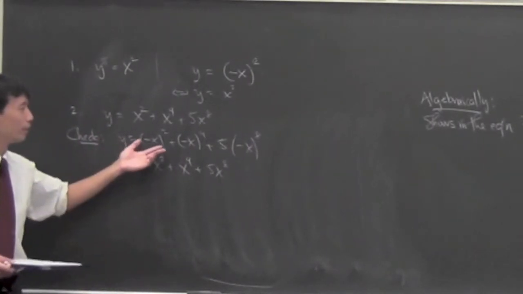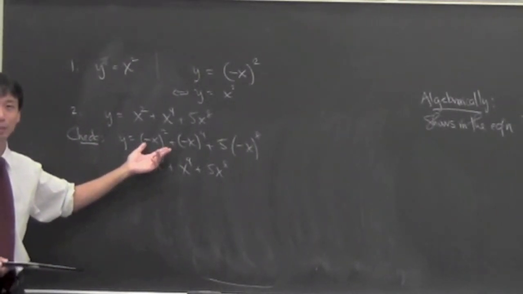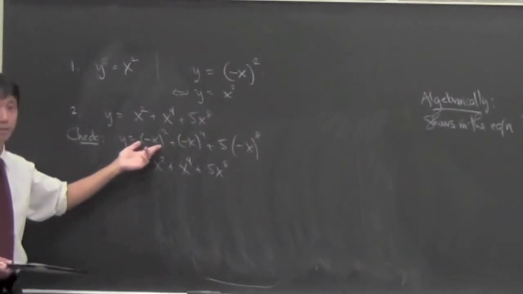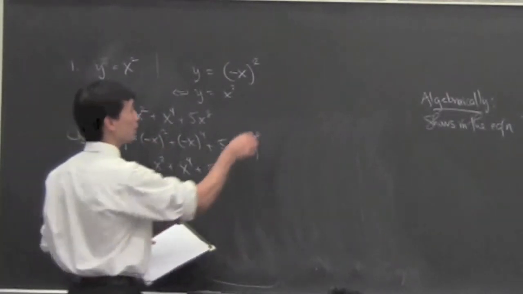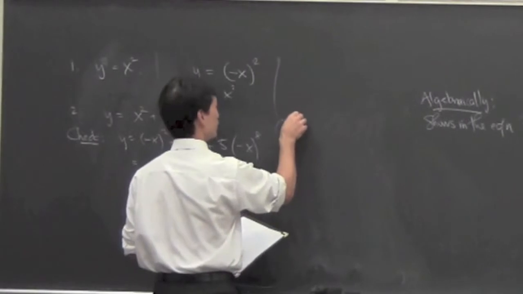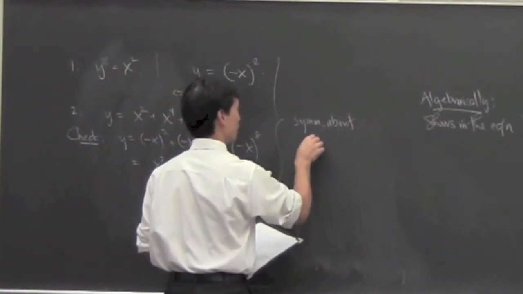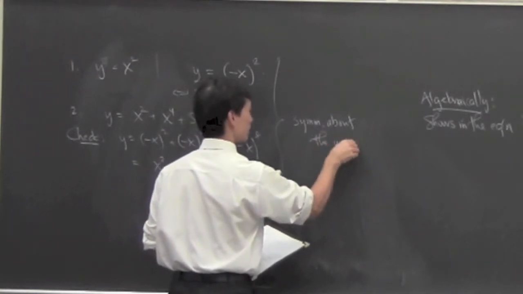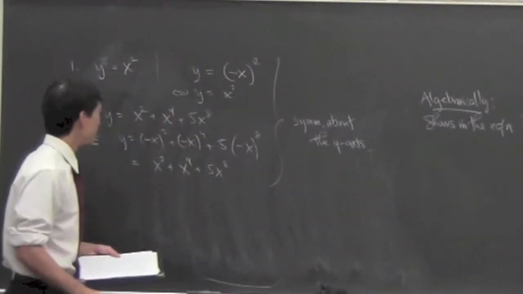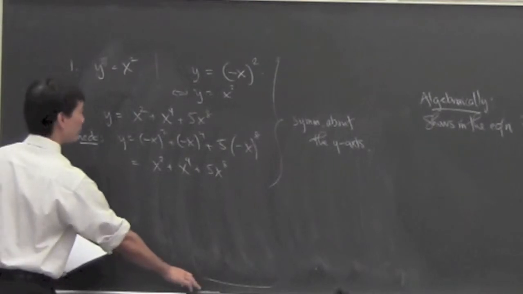And so even if I don't know what this looks like exactly, I do know that it has a certain symmetry, right? Both of these guys have symmetry about the y. Both of these, the graphs would be symmetric about the y-axis. Right?